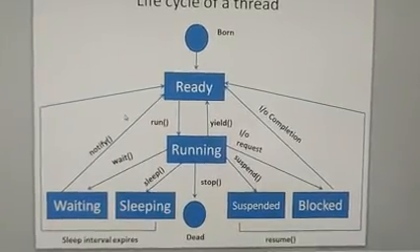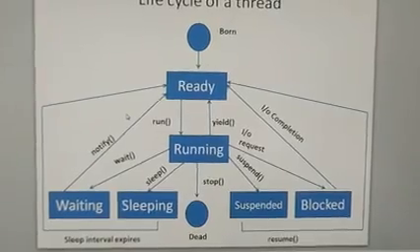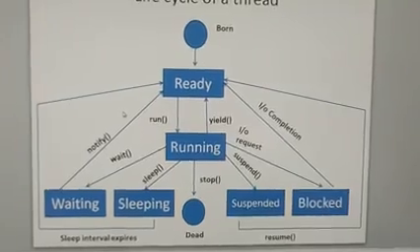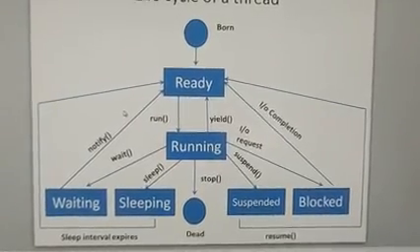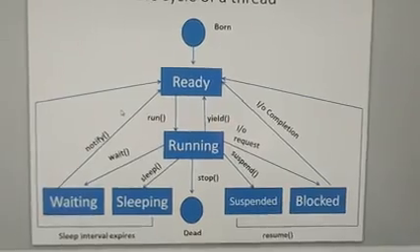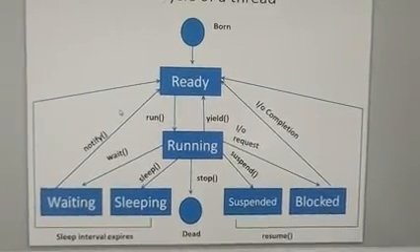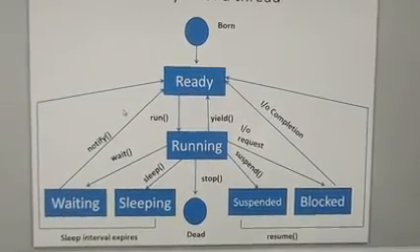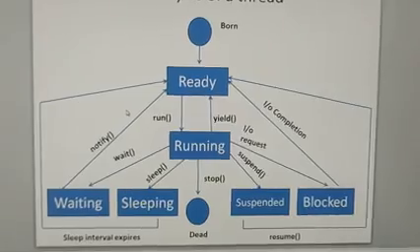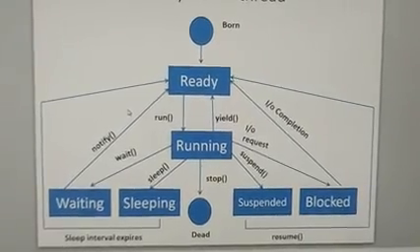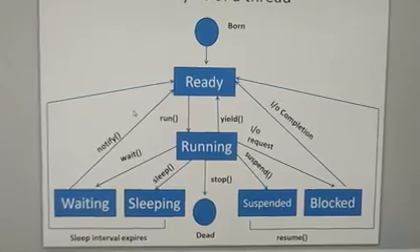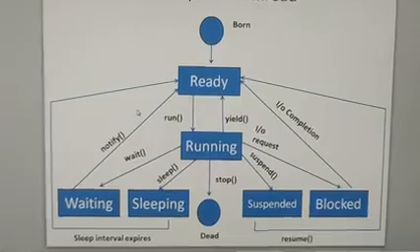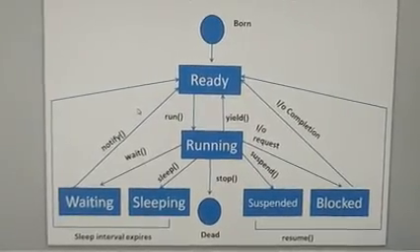Similarly, from running it can go to waiting by calling the wait function, and then on notify it becomes ready again. Similarly, it can be suspended: by calling the suspend function it is suspended, and with the resume function it comes back to the ready position. Another part is left: from running we can go to the blocked state, on an input output request, such as a printing request or any interrupt. After that request has been completed, it goes to the ready state again.